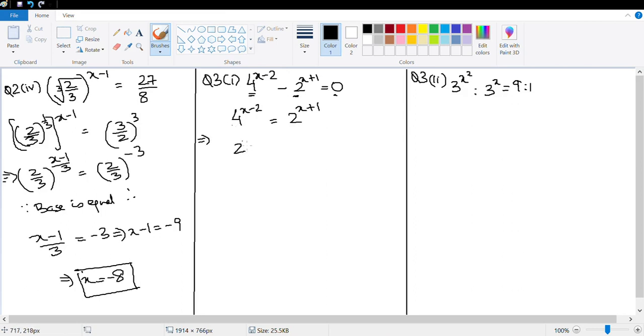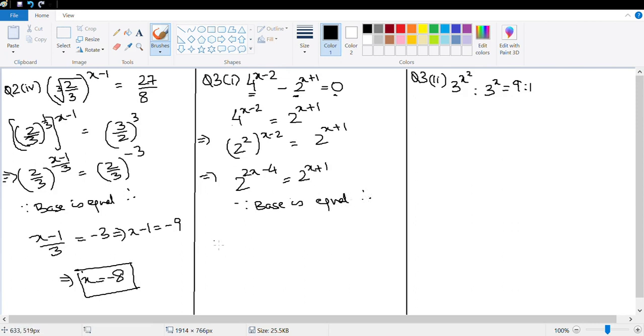This can be written as 2 to the power 2, everything to the power x minus 2 is equal to 2 to the power x plus 1. I open the brackets, so this is 2 to the power 2x minus 4, which is equal to 2 to the power x plus 1. Since base is equal, therefore 2x minus 4 is equal to x plus 1, which means 2x minus x is equal to 1 plus 4, which means x is equal to 5.